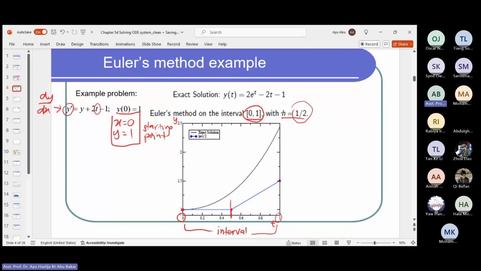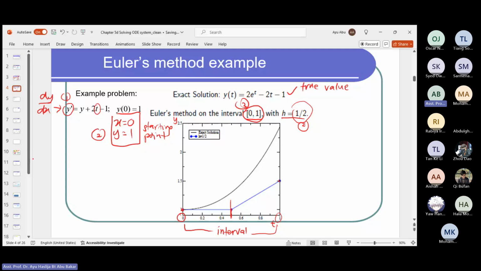The exact solution is the equation to find the true value. Here, the exact solution is the original y function, not the differentiation of it. So we go step by step. First step, you need to identify your dy/dx, your starting point, your step size, and your interval, because we need those data.